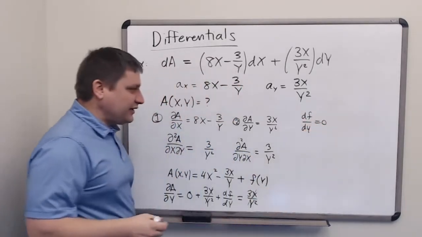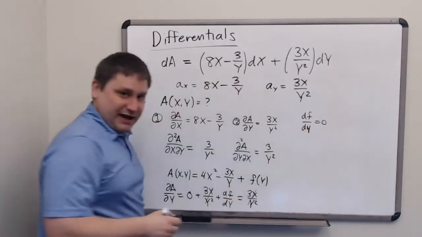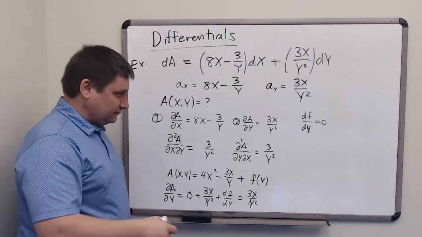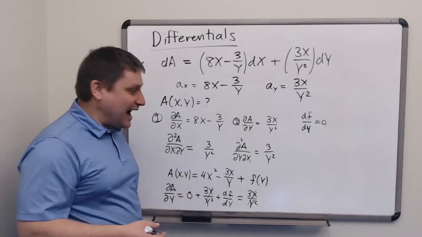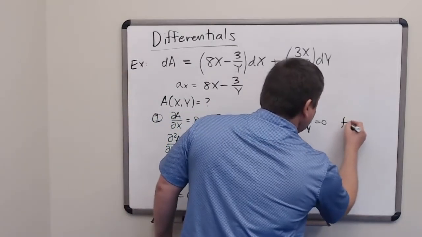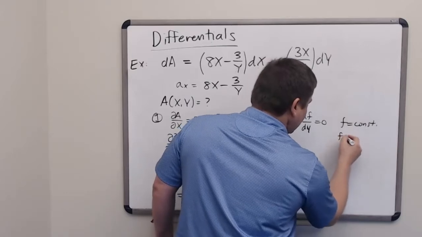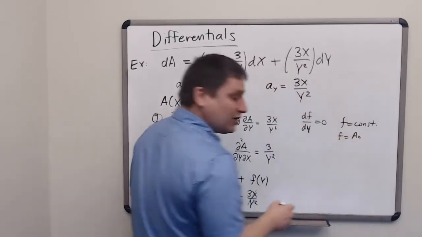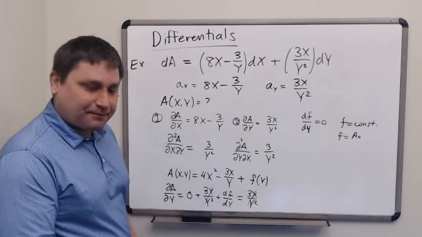So the function f, this arbitrary function that must depend on y only, actually turns out to be an exact constant. So f must be a constant. So we'll call this, for a good reason, a0. So that's a constant, and does not depend on x and y.